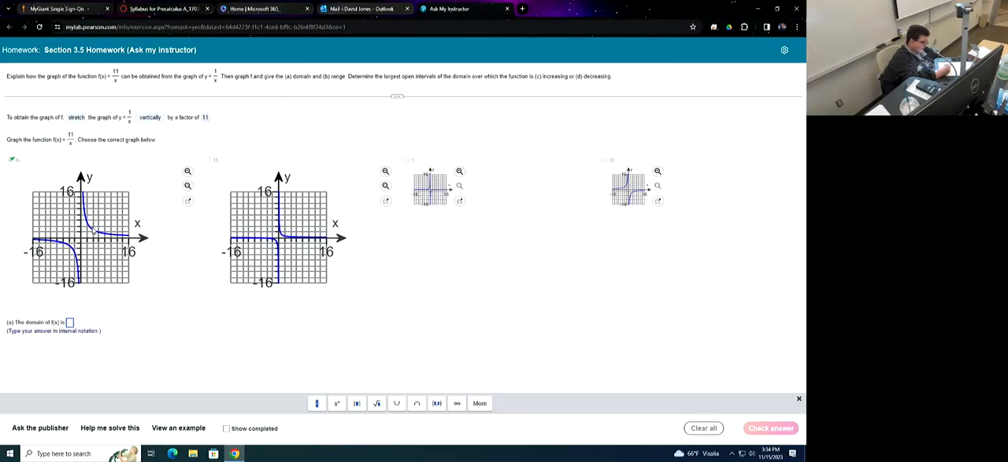Oddly enough, if you look at the graph, the range has the same problem. The y value never actually hits the x-axis. So y can't equal 0 either. Which makes sense if we look at 11 over x, and we try to say, what can we plug in that will make 11 over x equal 0? Nothing. Nothing will make that true. So we can't plug anything in, so the range is also going to be that.